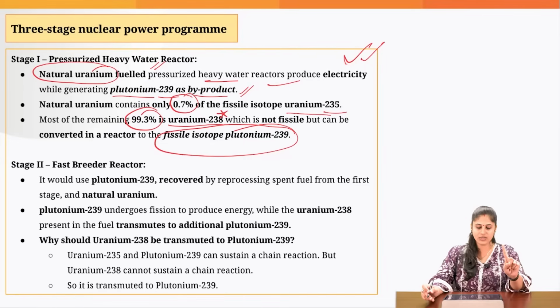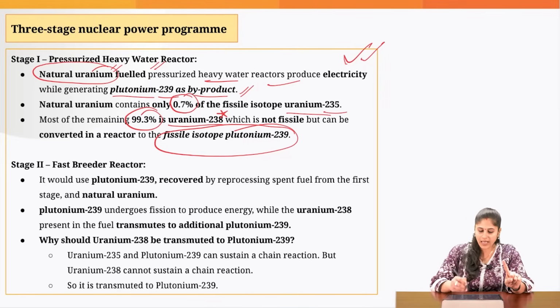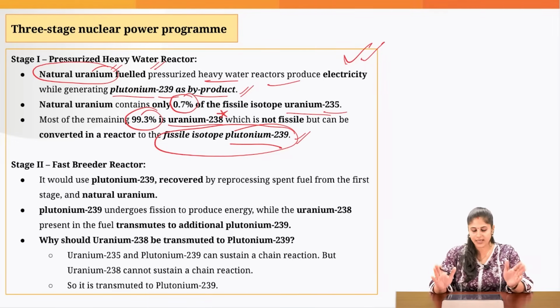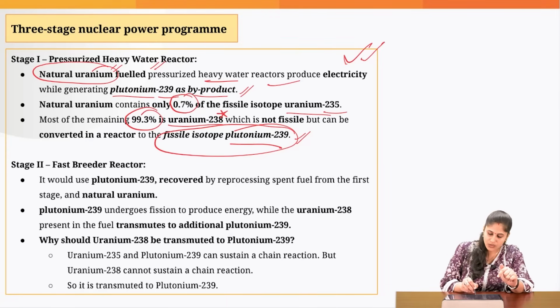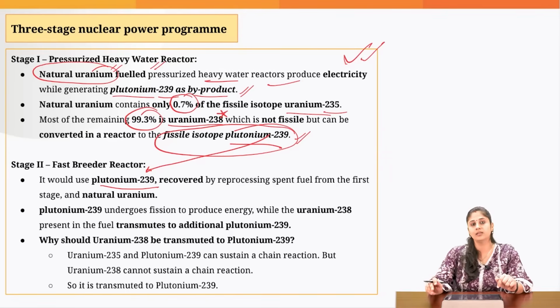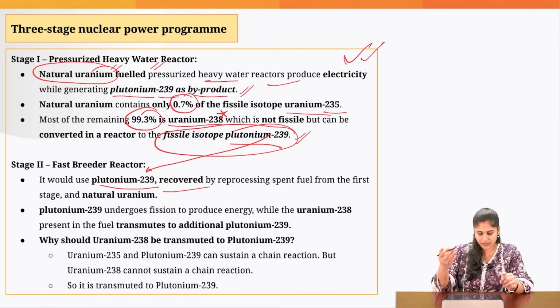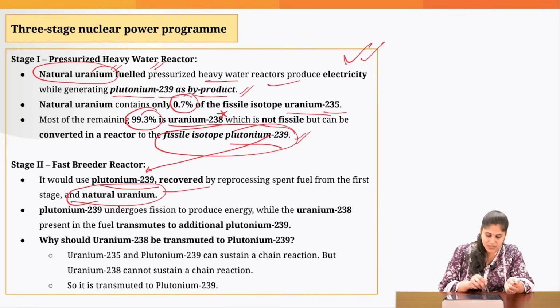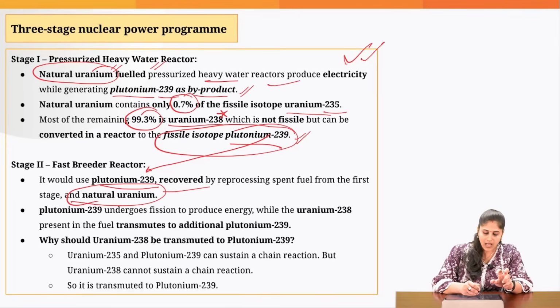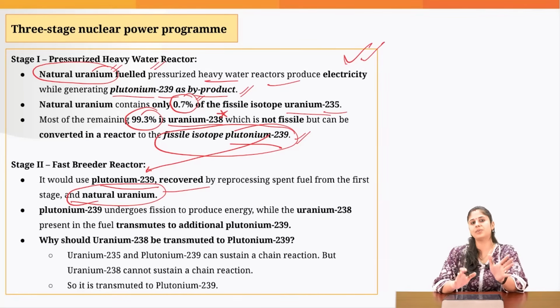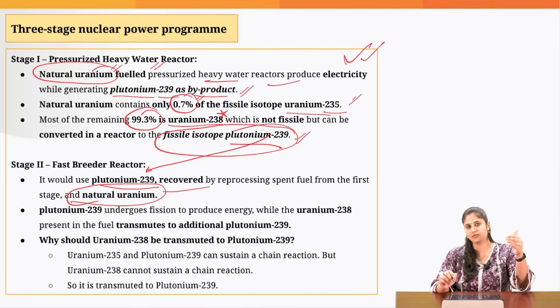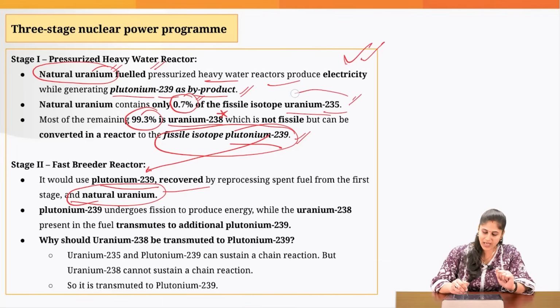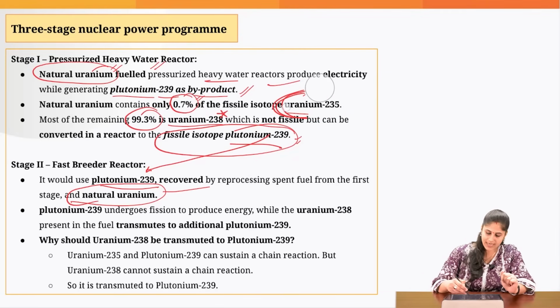So in the first stage, you use natural uranium and you get the fissile plutonium isotope, that is plutonium 239. In the second stage, which is the fast breeder reactor, you are going to use the same plutonium 239 fissile isotope recovered from the first stage, and you will again use natural uranium. Why? Because out of the entire natural uranium that you have, only 0.7% is fissile material. You anyway have to use natural uranium because we have a very limited quantity of this fissile isotope of uranium.